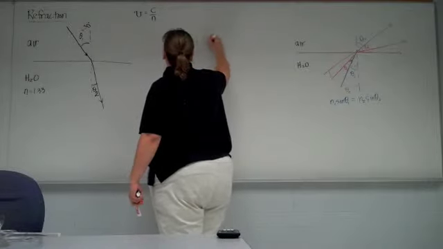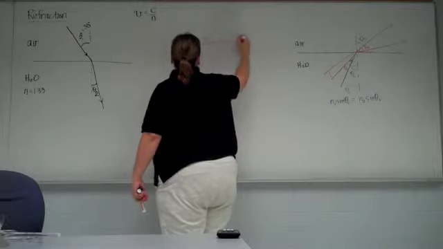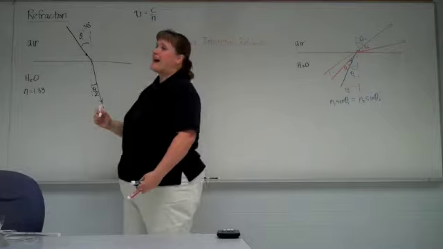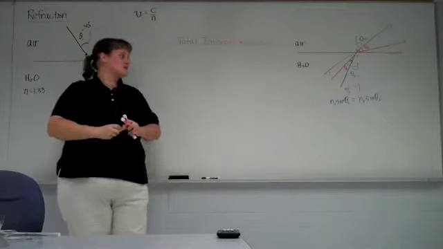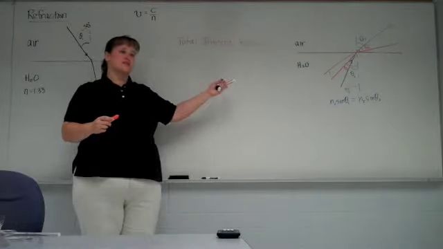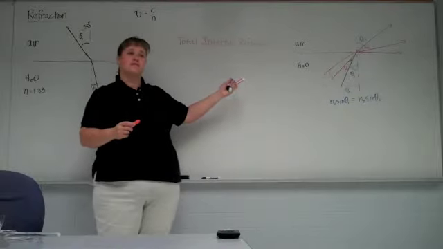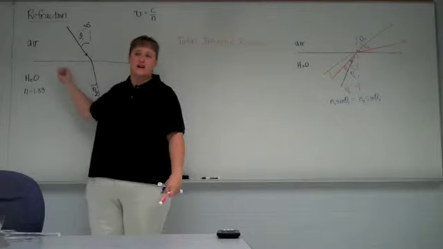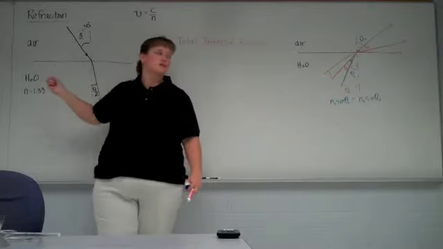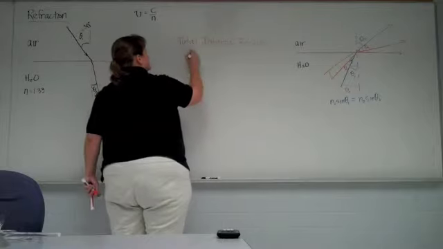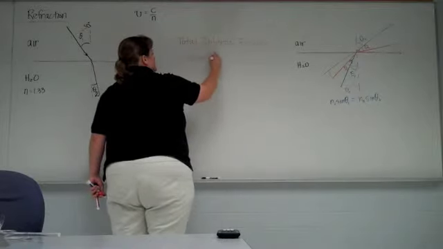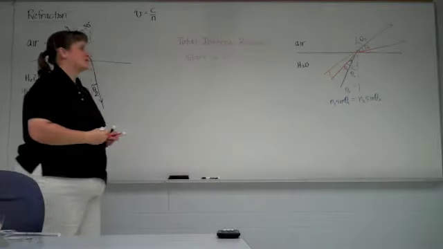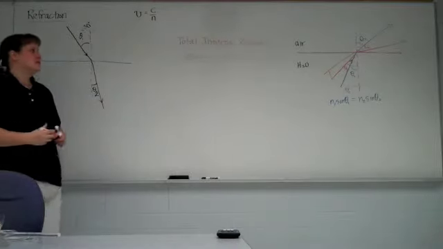This is just a special case of our refraction. It only happens when you start in a higher index of refraction going to a lower one. Okay? It can't happen if you start in a low index of refraction going to a high. You cannot get total internal reflection that way. So you have to start in a high index of refraction in order to get total internal reflection.